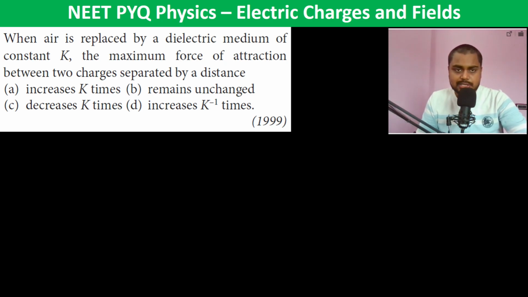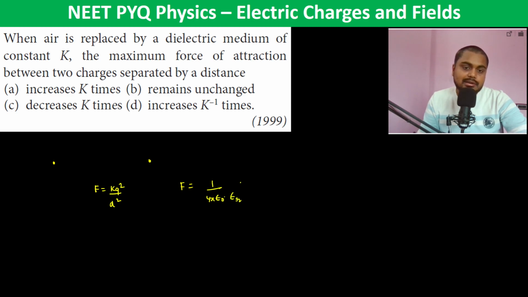When air is replaced by a dielectric medium of constant K, the maximum force of attraction between two charges separated by a distance. ठीक है, तो पहले कितना था फोर्स? पहले था k q स्क्वायर बाय डी स्क्वायर. ओके, अभी डाइलेक्ट्रिक डाल दिया तो क्या हो जाएगा? F हो जाएगा लाइक दिस इज 1/4 पाई एप्सिलॉन नॉट इनटू एप्सिलॉन r इनटू q स्क्वायर बाय डी स्क्वायर.